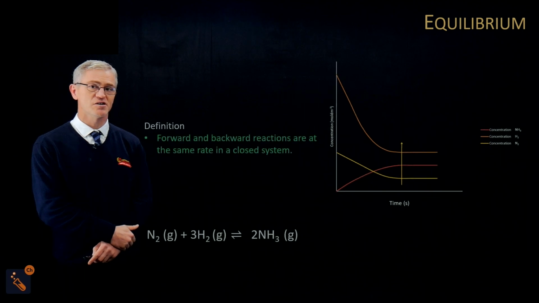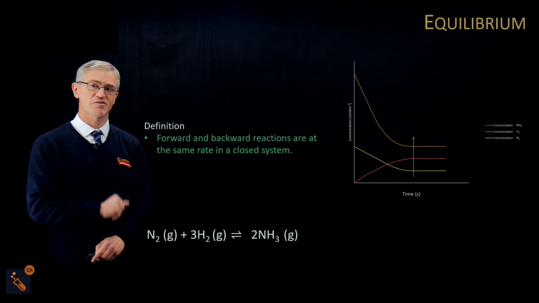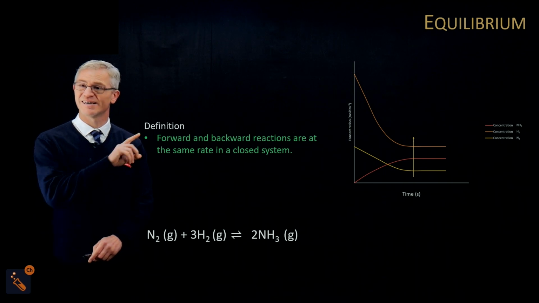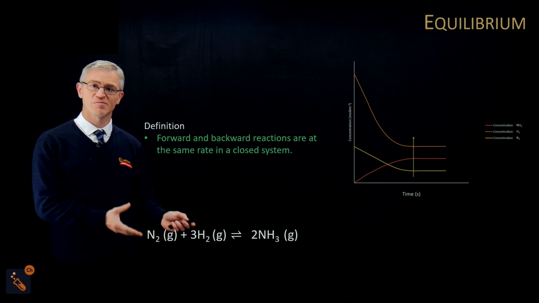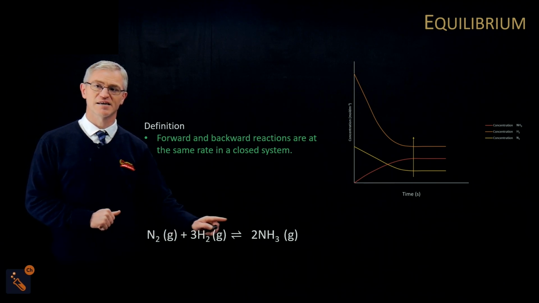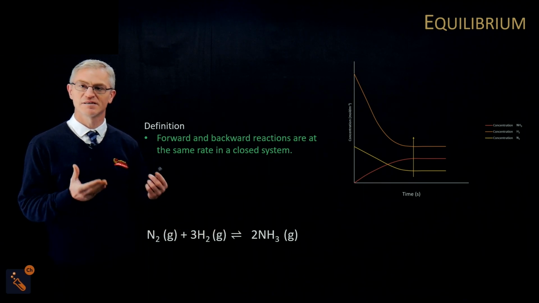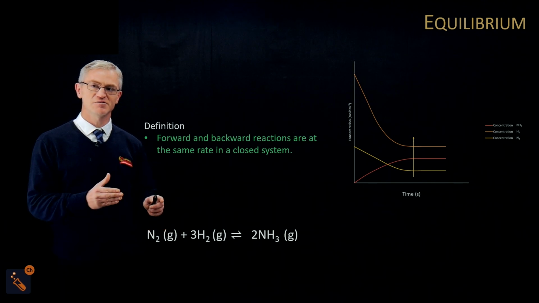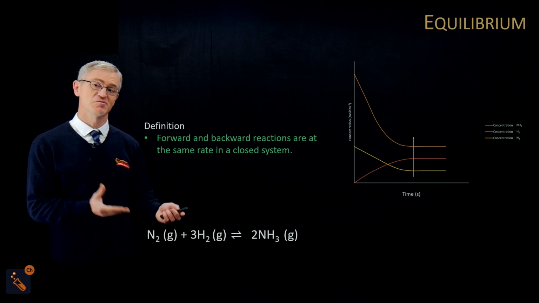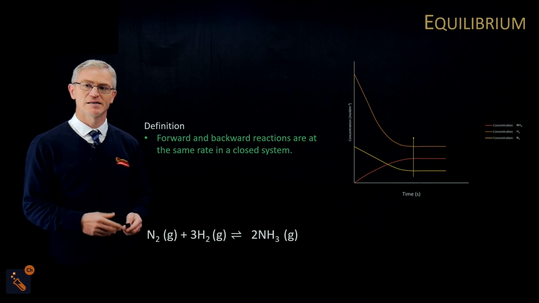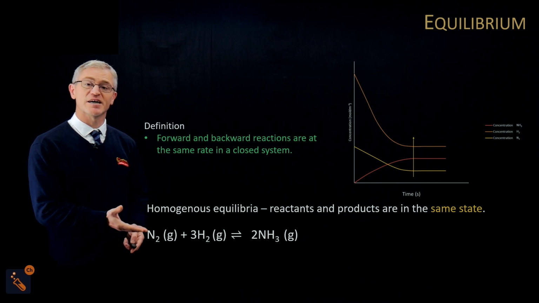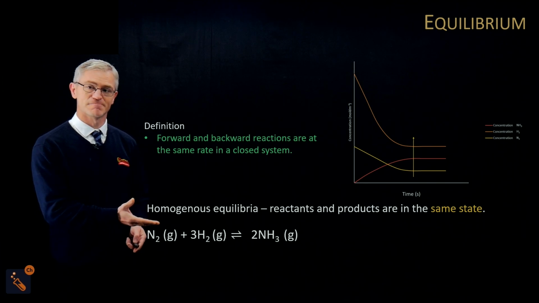So just to remind you though, what is your definition of equilibrium? Forward and backward reaction rates are the same, and it's in a closed system. And we've got our example of the Haber process here. Notice with this there is gas, gas, gas. So same state. Now you can have examples of this that are liquid, liquid, liquid, but this is gas, gas, gas. If that's the case, it's a homogeneous equilibrium because the reactants and products are in the same state.